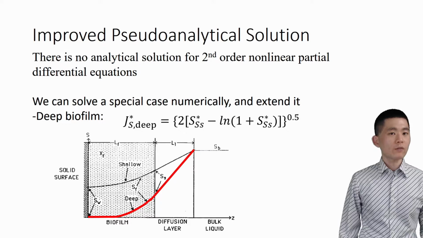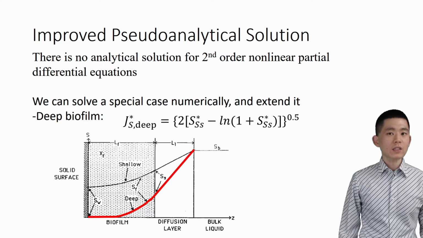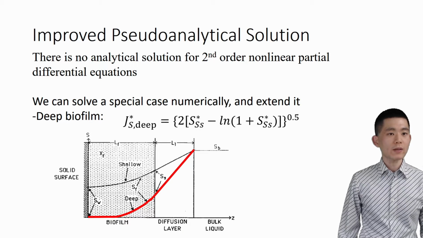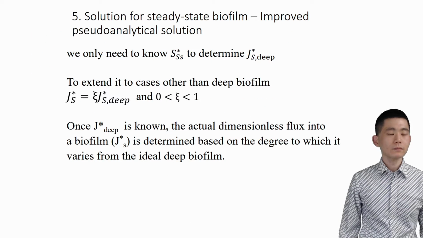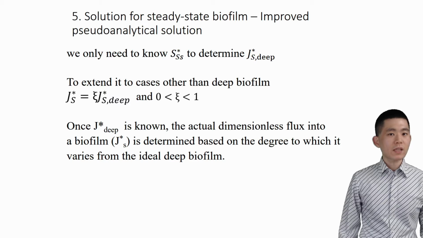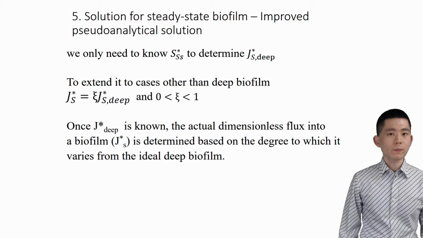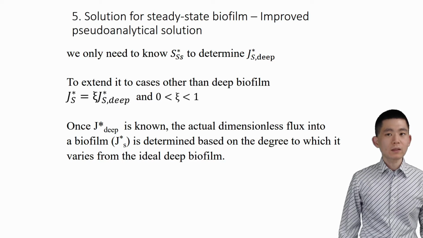Solving the deep biofilm numerically, we can express the dimensionless flux with the dimensionless substrate concentration S sub SS star, which is S sub SS divided by K sub S. We can then extend the dimensionless deep biofilm flux to other cases where substrate does not decrease to zero, with a factor of psi, which is the degree to which it varies from the ideal deep biofilm.